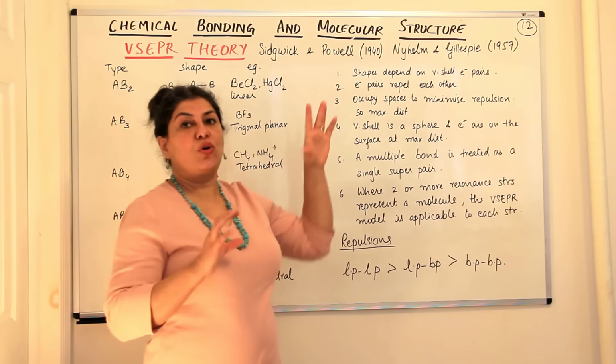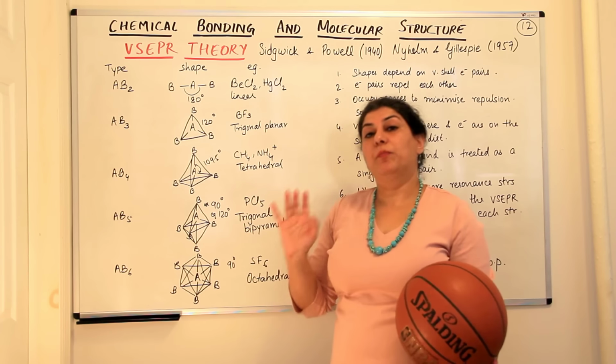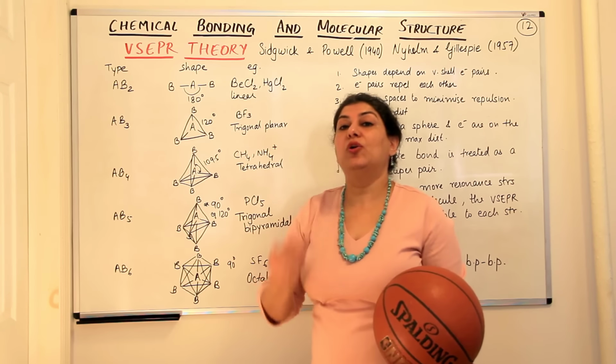The first type of molecule is the AB2 type, where you have two atoms surrounding the central atom, right? So if you have two atoms, two pairs, it means these two atoms have two bond pairs. Now whatever examples we have right here in this table, these are molecules which do not have lone pairs. We will first start from simple and then move on to more complex structures. So these are molecules which only have bond pairs, and we'll come to the lone pairs later.